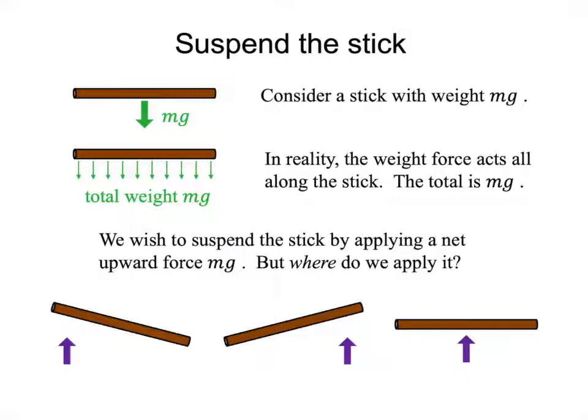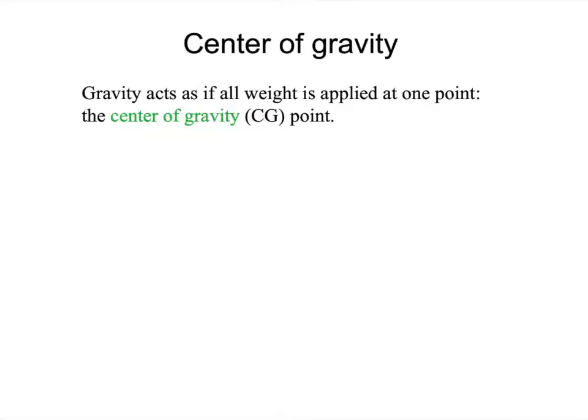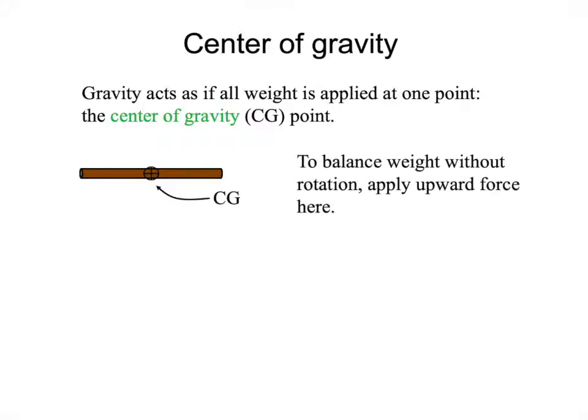What this means is that there's a point along the stick called the center of gravity. And the gravitational force on the stick acts on all the parts of the stick, but it acts as if all of the weight is applied at one point, the center of gravity point. And that's the point we need to balance it. So for the stick, it's a point in the center. To balance the weight without any rotation, we'll apply our upward force there.